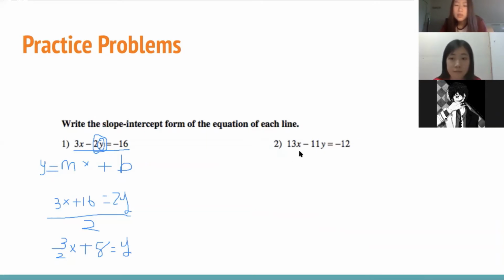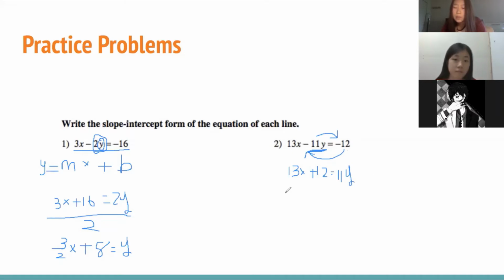And so basically for this, you also want to isolate this y on one side. So you want the x and just the integer on the other side. Y has to be on one side by itself. So in this case, I would move this y here and move this 12 here. So it becomes 13x plus 12 equals 11x, oh no, 11y, my bad.